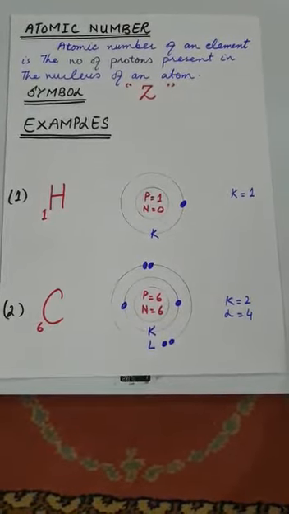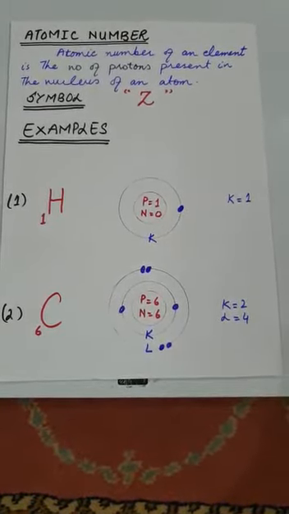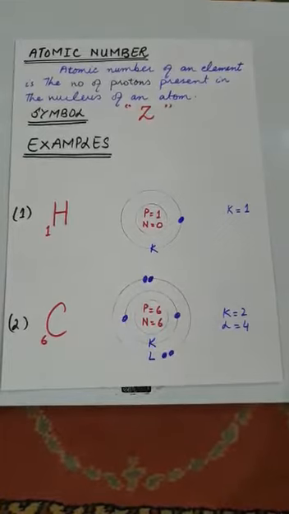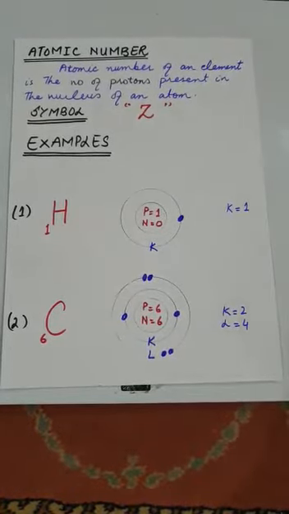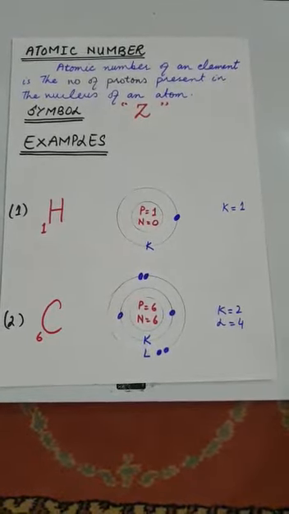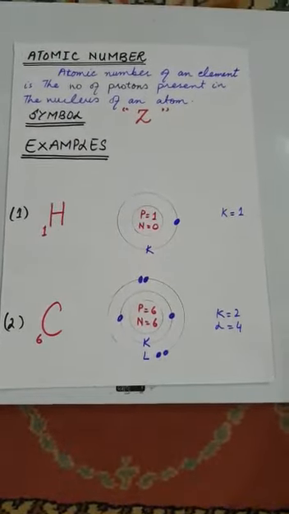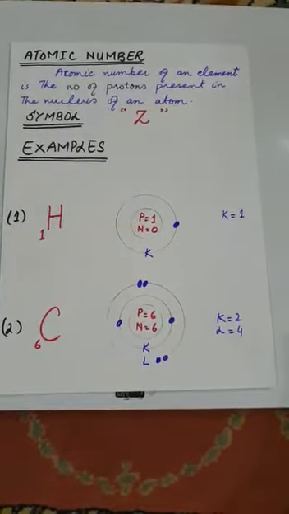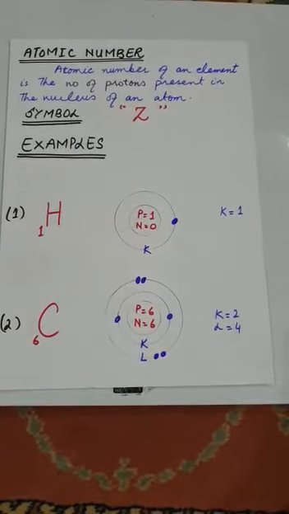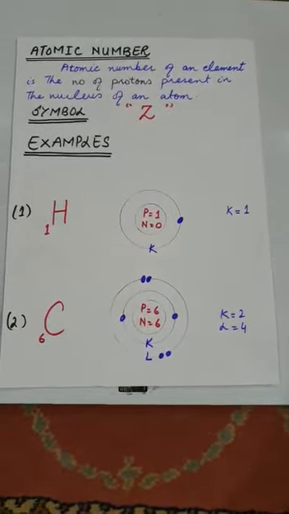Atomic number is a fundamental property of an atom. That fundamental property indicates the importance of the atomic number. Actually, the atomic number is a very basic and characteristic property of an atom, with the help of which we can identify any atom of the periodic table.